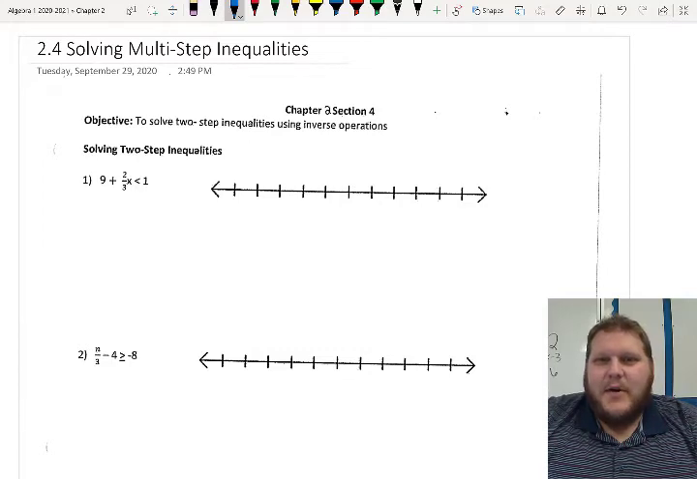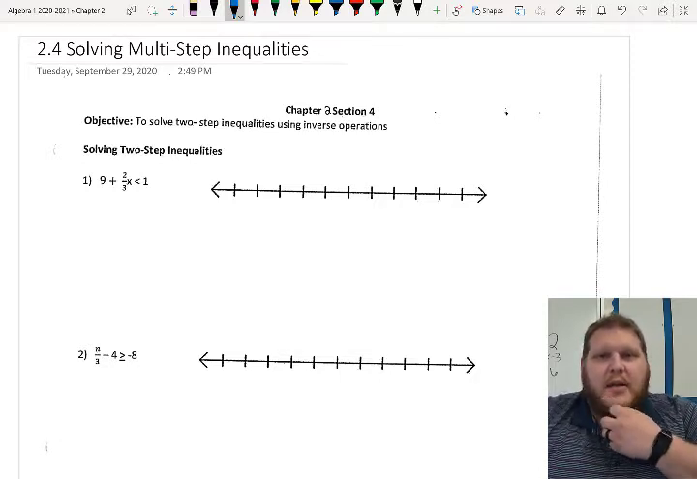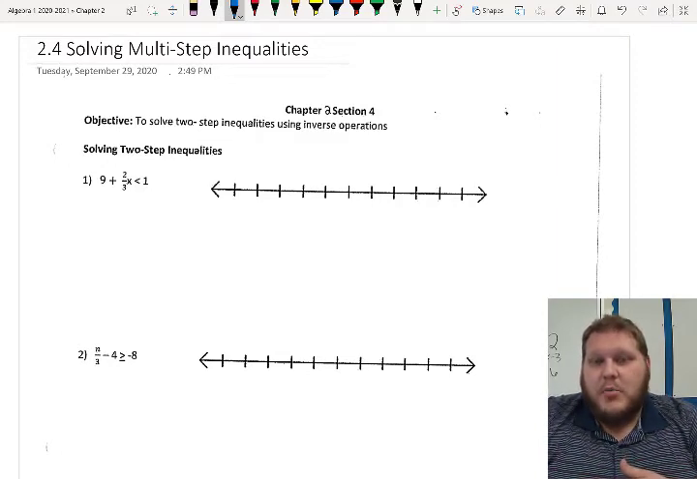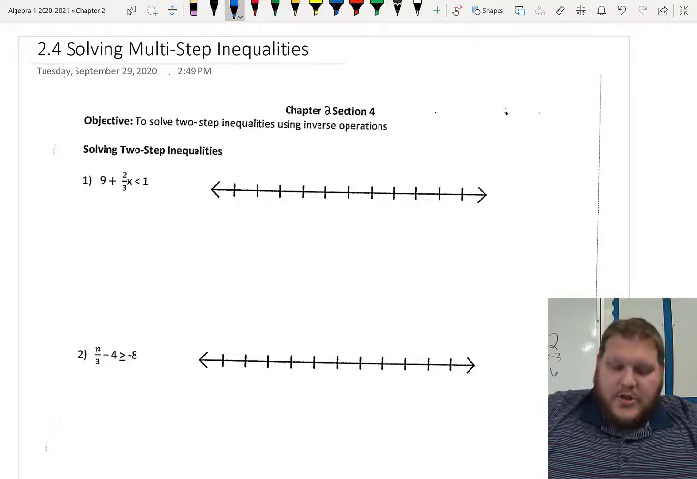Hey guys, today we're looking at 2.4, which is all about solving multi-step inequalities. The good news is for this, it's not really a new process. It's just adding in multiple of those steps that we did in 2.2 and 2.3 together in the same problem. So I'm just going to jump right into it.